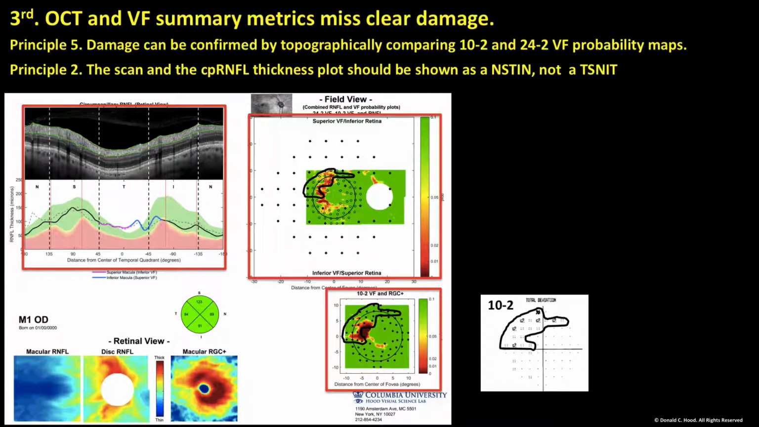Okay, principle number 2 that we make use of is relevant here also. The scan and the circumpapillary retinal nerve fiber layer thickness plot should be shown as N-STIN, not T-SNIT. So that's N-STIN, right? So that defect there, you can see, is going to be in the macula. And it corresponds to that and that.